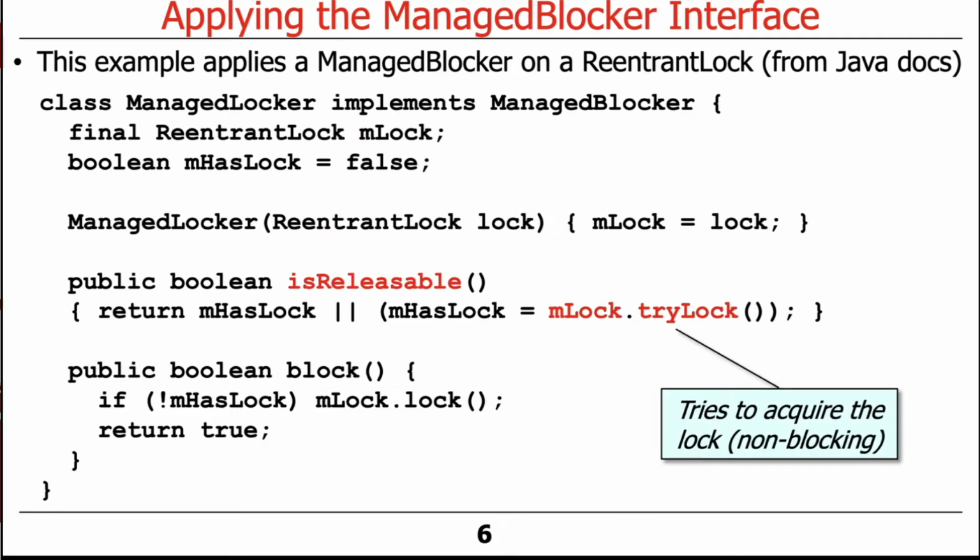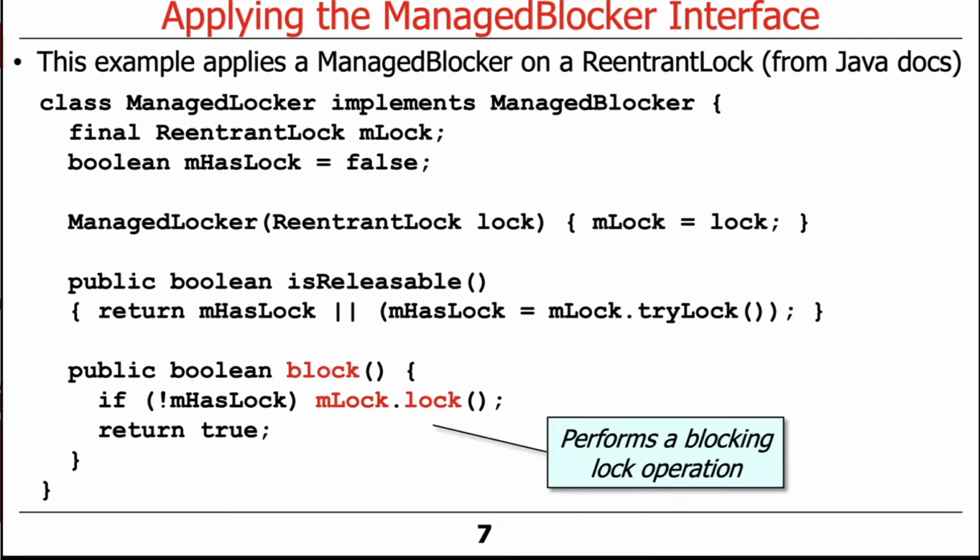Then the isReleasable method is going to call tryLock to try to acquire the lock in a non-blocking way. And if we succeed, we're done because we got the lock. Now, if we're lucky, we get the lock, but if we're not lucky, the lock is locked, so tryLock will fail, and we won't actually return anything except false.